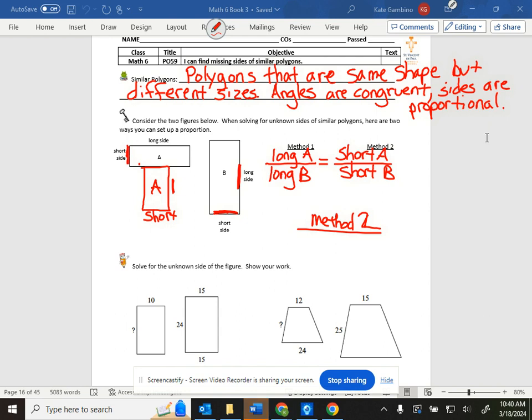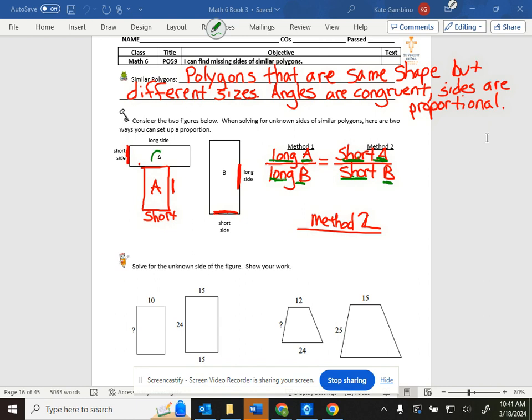Okay, so notice, this is important. If I put the A on top here, I have to put the A on top here. If I put B on bottom, then B goes on bottom. Long over long, they match up. Short over short, they match up. So you have to pay attention that you're putting the correct side in the correct place. I'm telling you, this is what messes people up the most, is they accidentally put the sides in the wrong places. And then when you do the math I'm going to show you, you get the wrong answer because we didn't put the sides in the right places.